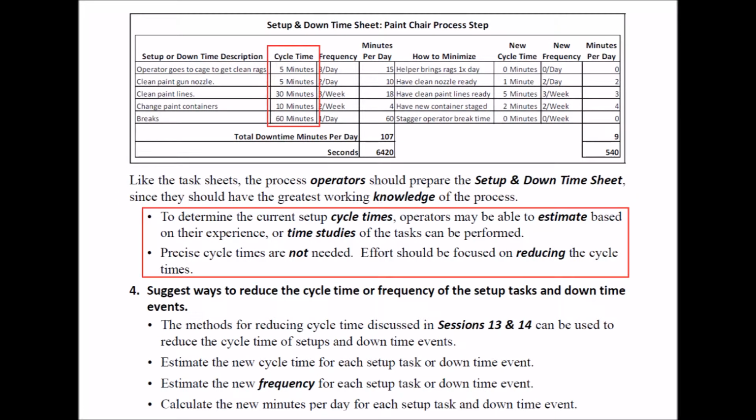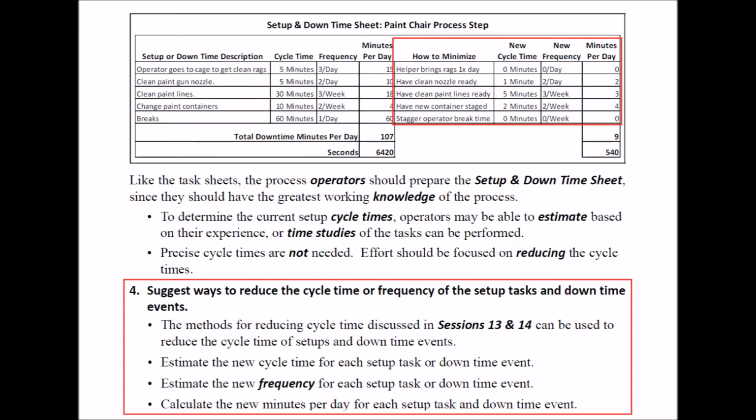To determine the current setup cycle times, operators may be able to estimate based on their experience, or time studies of the task can be performed. You may not have much data on the downtime events since they may not occur in a consistent manner, so focus on the most common downtime events that the operators can recollect. Precise cycle times are not needed. Efforts should be focused on reducing the cycle times.